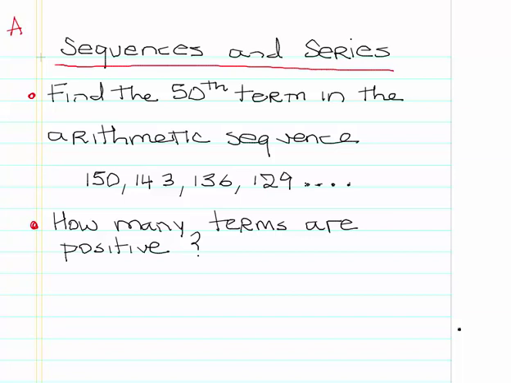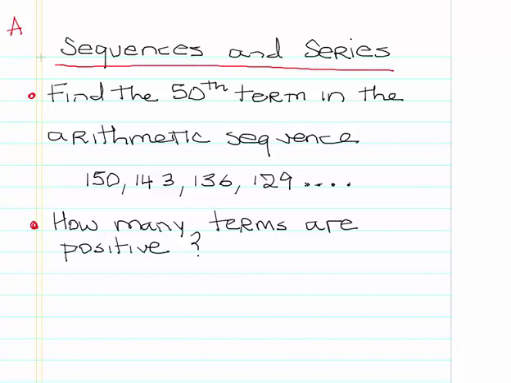Okay, in this presentation we're going to look at sequences and series. There are two parts to this question, part A and part B. Part A is broken up into two parts. Find the 50th term in the arithmetic sequence 150, 143, 136, 129, and so on. And the second part is how many terms are positive.